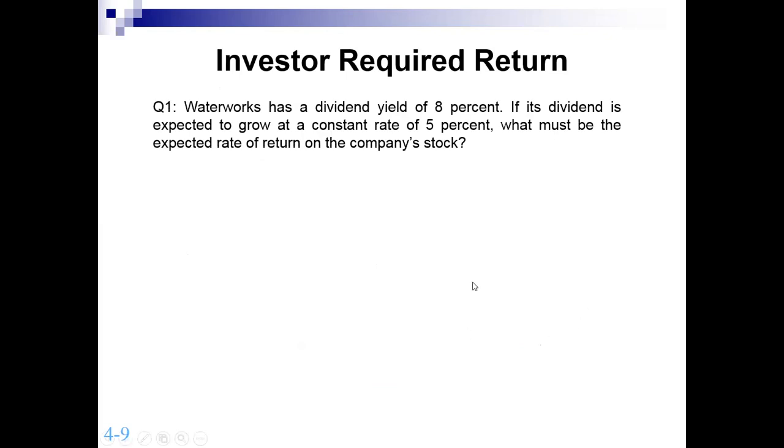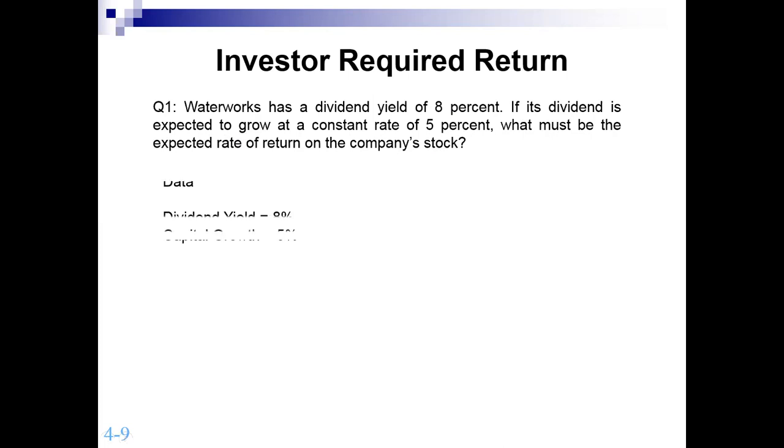Now, this is the first question. The company has a dividend yield of 8%. It means that the investor successfully obtains a dividend return in the form of cash flow of 8%. If dividend is expected to grow at a constant rate of 5%, meaning you are expecting that whatever dividend the company paid will grow by 5%, what must be the expected rate of return on the company stock? So this is the dividend yield, and this is the growth that you are expecting to generate from this company.